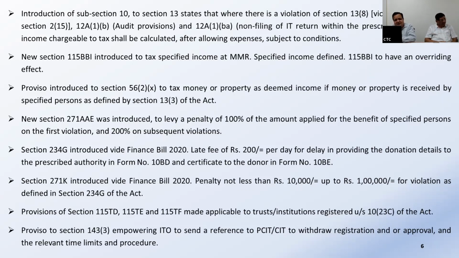Then new section 115BBI was introduced to tax specified income at maximum marginal rate. Specified income is defined. So here the maximum marginal rate is 30%. It becomes 43% because of the surcharge. So in any place where it is written MMR, it is 30%, if you cross the other criteria.